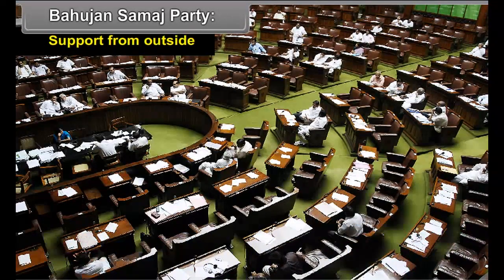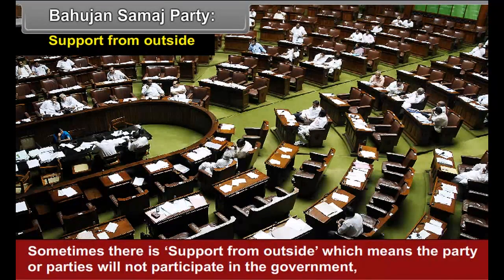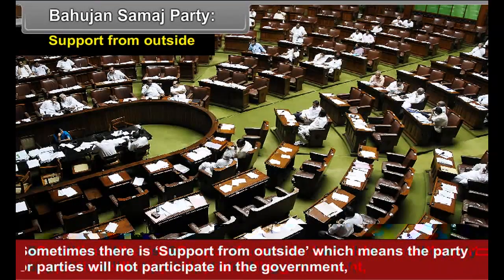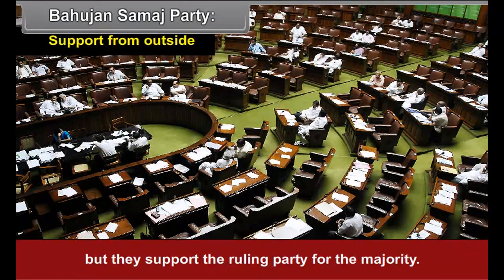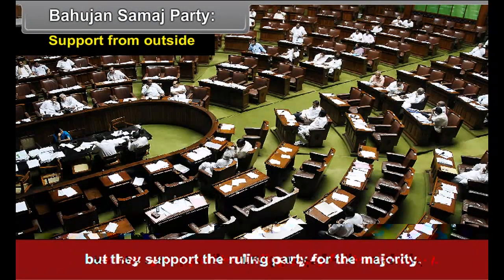Support from outside. Sometimes there is support from outside, which means the party or parties will not participate in the government, but they support the ruling party for the majority. They don't take direct part in the government. That is why it is said, support from outside.